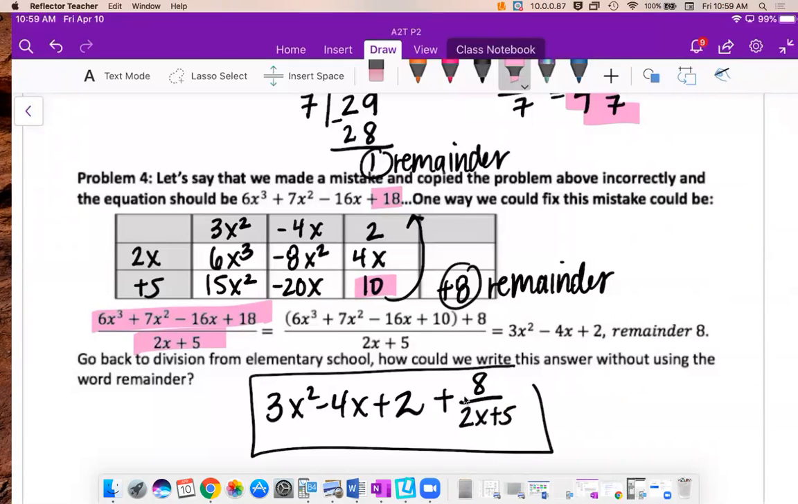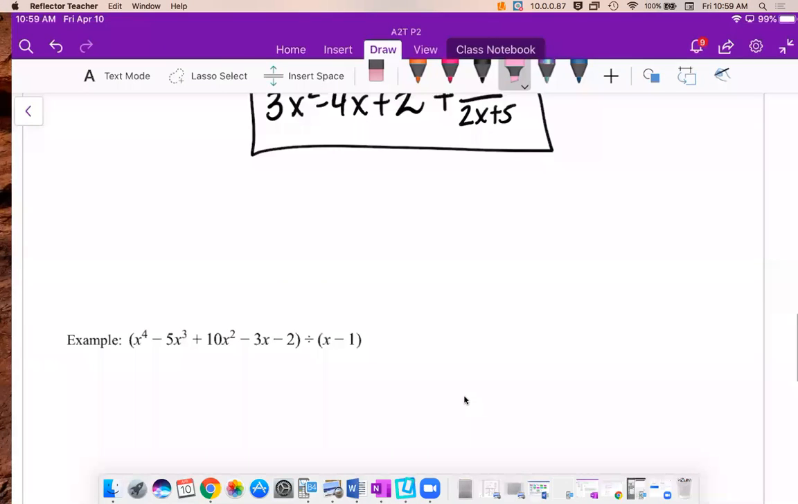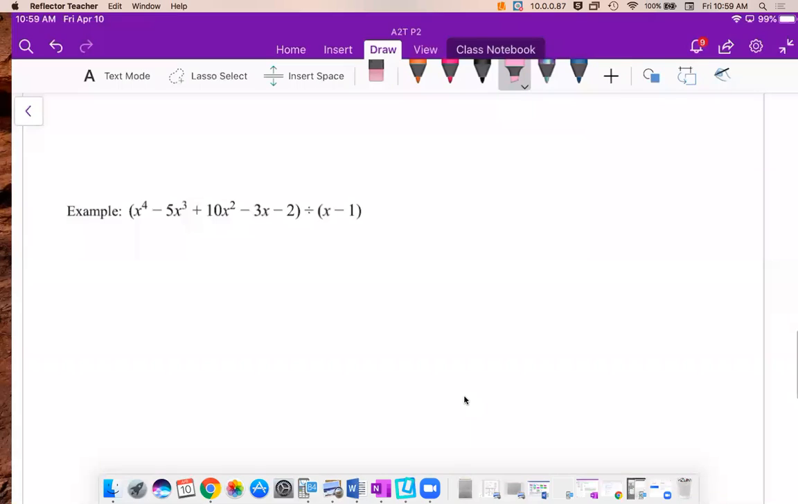Okay, I'm going to do one more example of this, and then I'm going to do a second video that walks you through the 2 things that you're going to see when you do this division, and then you guys are going to do some practice.